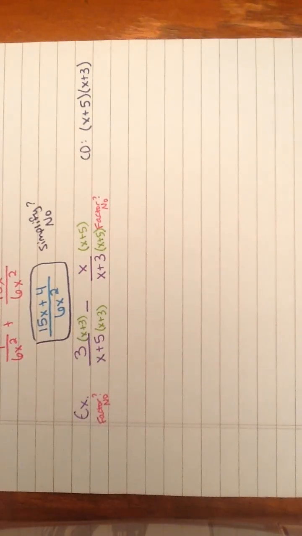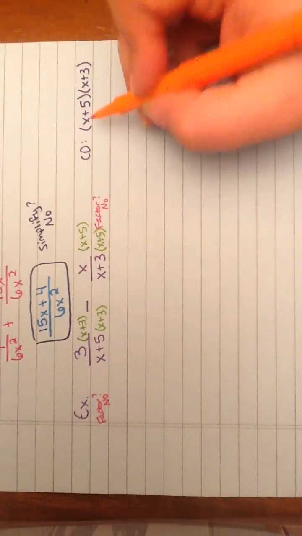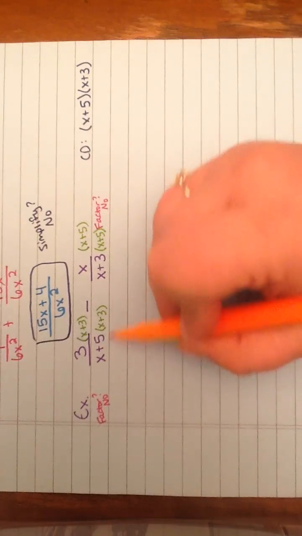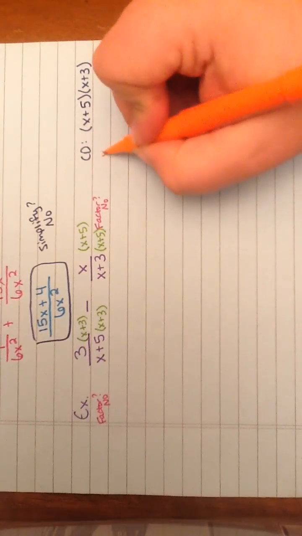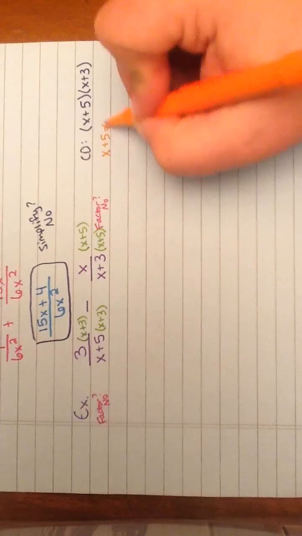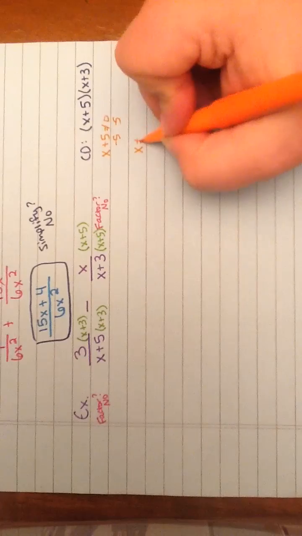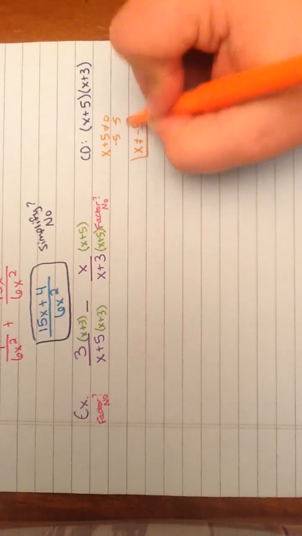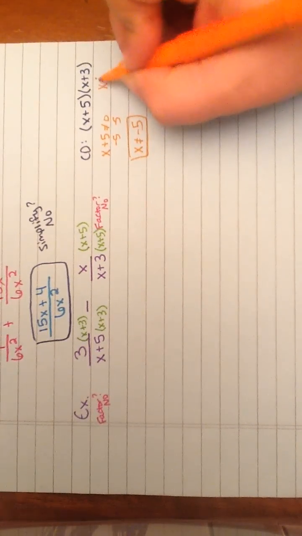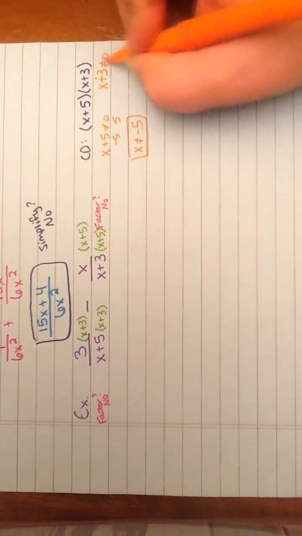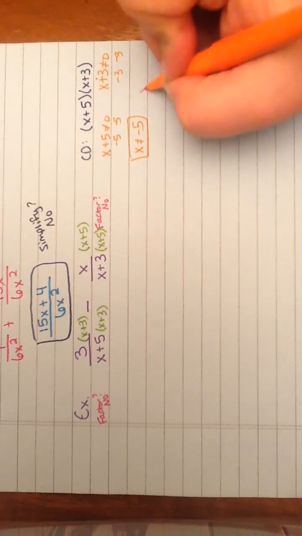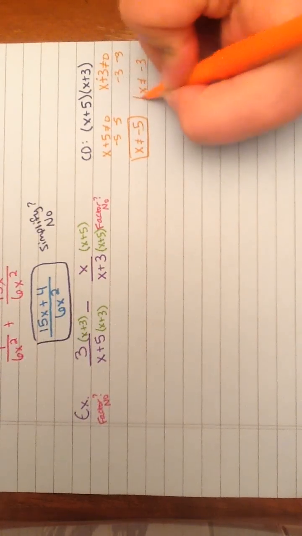Okay, next I need to list any restrictions. So you can do that from the common denominator up here or over here. So x plus 5 cannot equal 0. x cannot equal negative 5. And x plus 3 cannot equal 0. So x cannot equal negative 3.